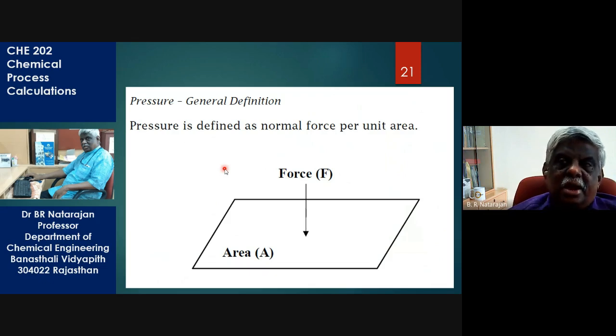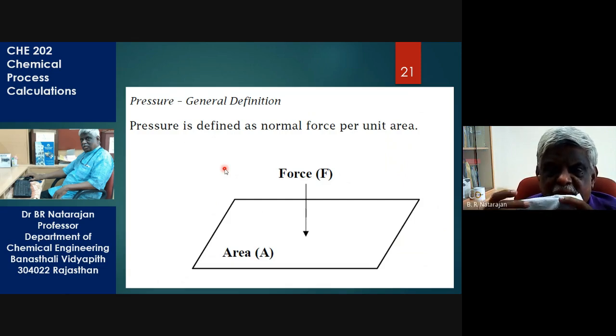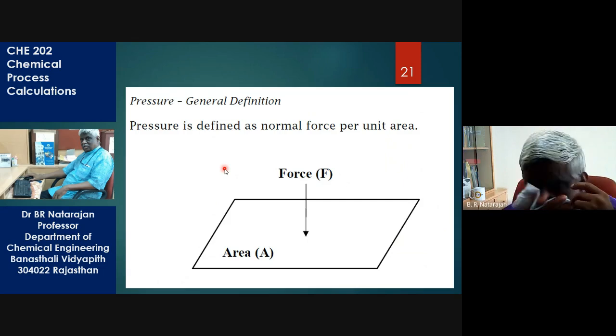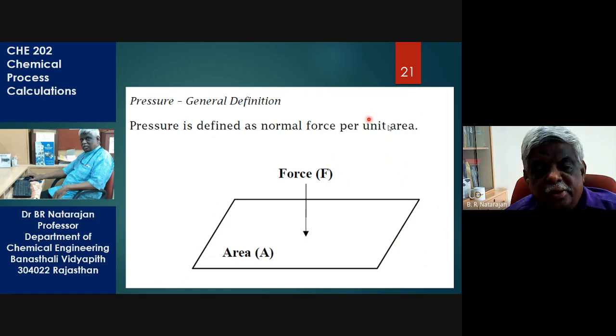Now let's take the next major parameter, pressure. Like temperature told you the average kinetic energy of the substance, what is pressure saying? Pressure is normal force per unit area. Remember, this is normal force, vertical, perpendicular, not acting slantly. Perpendicular force per unit area. So, the normal force per unit area is what is pressure.